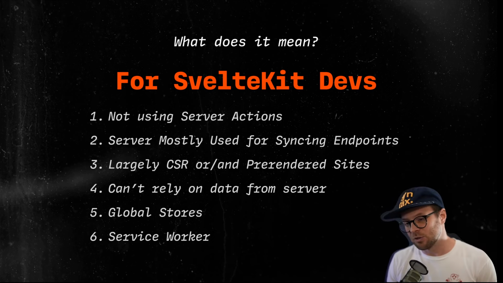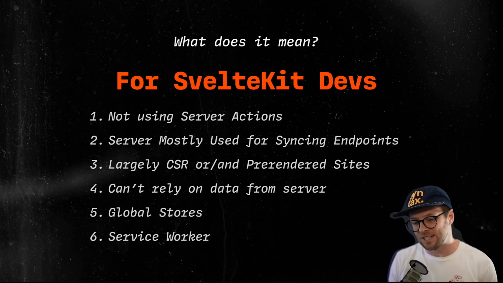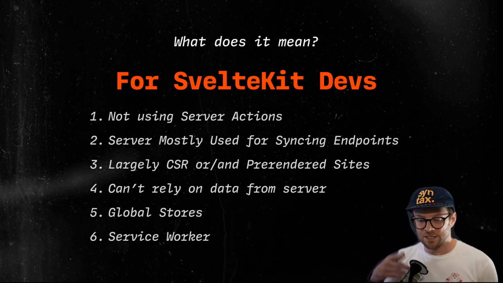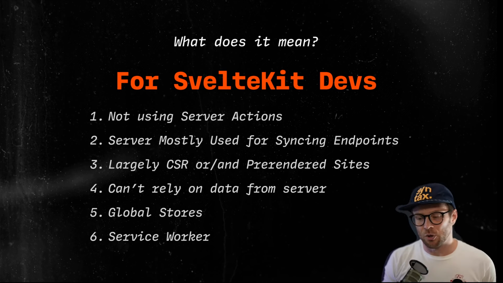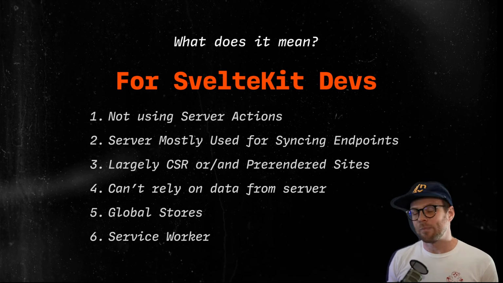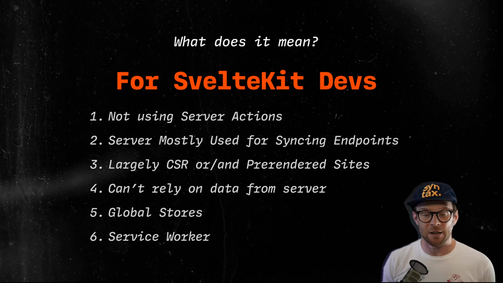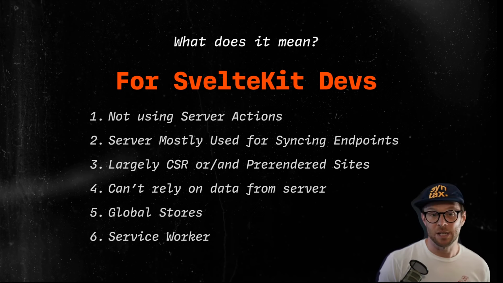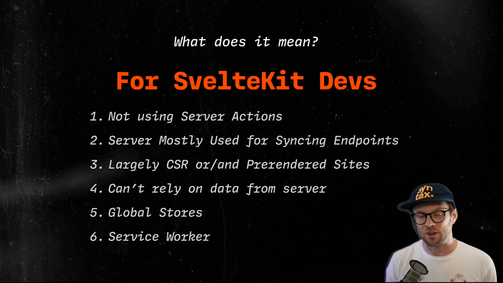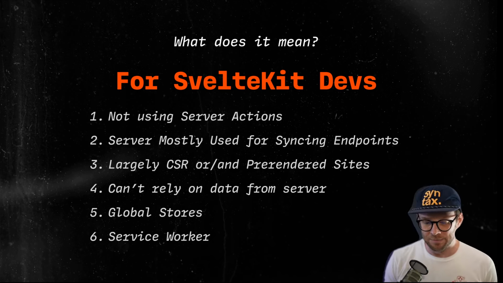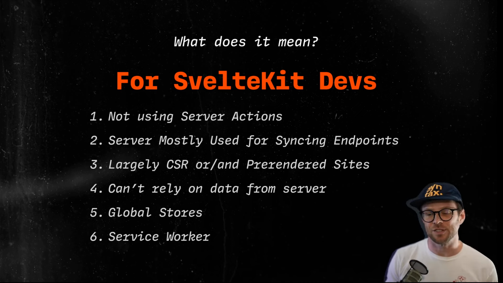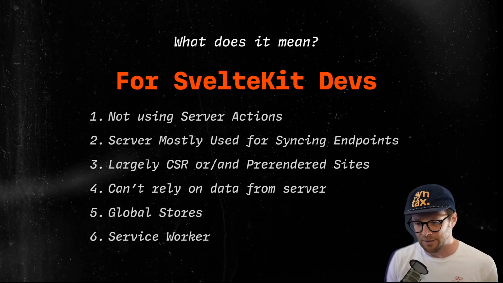Five, global stores. Because the sites are client-side rendered, we don't have to worry about some of the pitfalls of global stores in a server-rendered context. That means we can have a global store and not have to worry about things like context or having insecure data, perhaps because that store is being used on the server side. If your templates are all being rendered only on the client, that global store is just a client store, if you think about it. And then six, you're often using a service worker for offline support and caching.